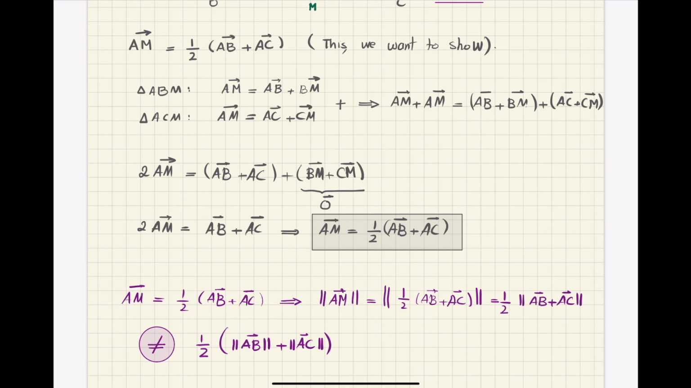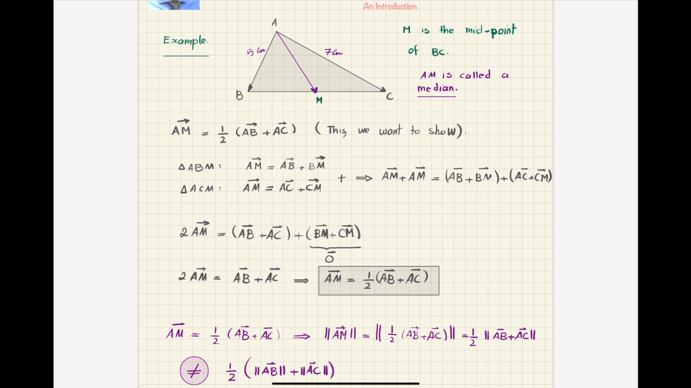Yes, do you remember? Because up to here, all the calculations are correct. But from here, I cannot go to this one. And so it means that if you tell me that the length of AB is 5, if you tell me that the length of AC is 7, if I add them and I divide it by 2, I get, of course, 6, but this is not equal to the length of AM. Yes? Is that clear? So be careful. This is just a vector equality, not an equality between lengths of the vectors. Yes? This is crucial to appreciate.